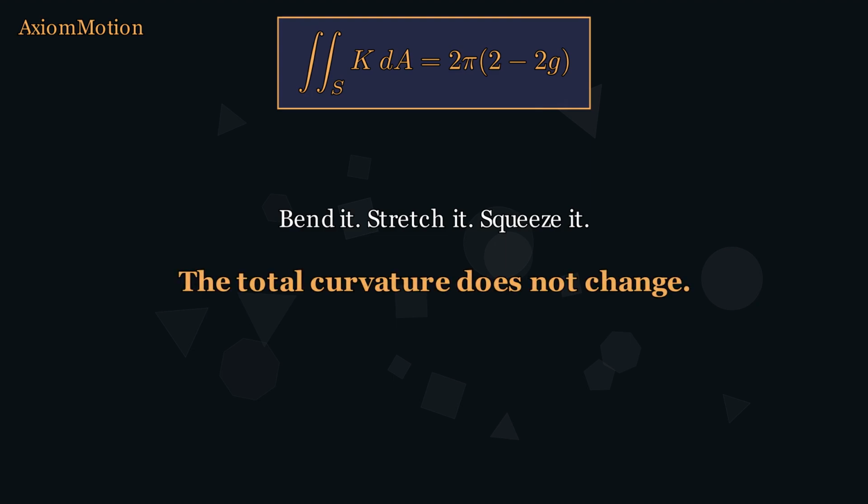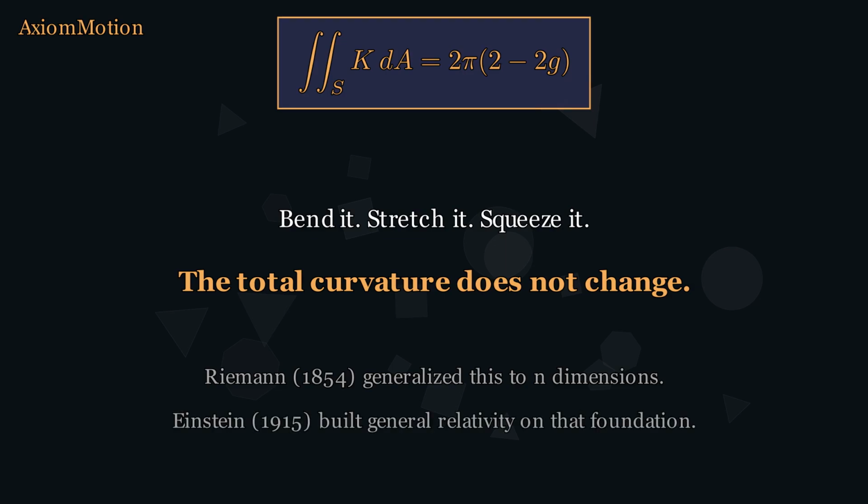Bend the surface, stretch it, squeeze it. As long as you do not tear it or glue new handles, the integral of K dA stays exactly the same. In 1854, Bernhard Riemann stood before Gauss himself and generalized this entire theory to spaces of any dimension. 60 years later, Albert Einstein used Riemann's framework to describe gravity not as a force, but as the curvature of space-time itself.